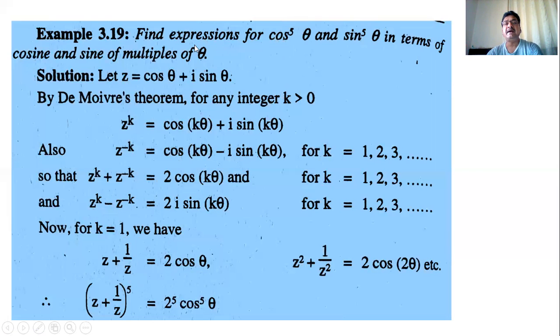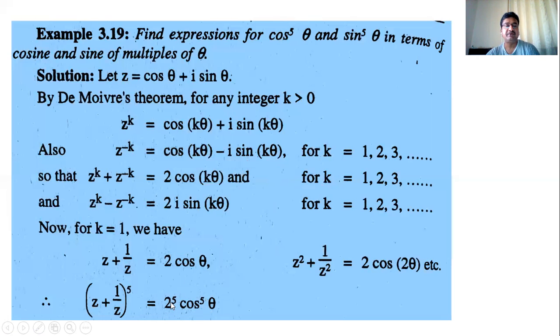If the question is to find the expression for cos^6 θ, then take the sixth power. If the question is cos^7 θ, then take the seventh power, in this way. We will see another problem for cos^6 θ and cos^7 θ in the next problem.